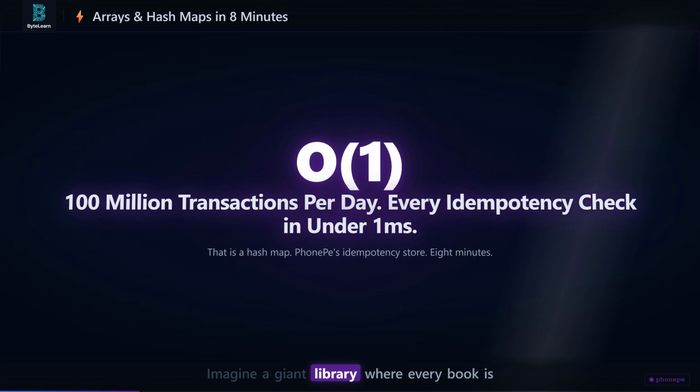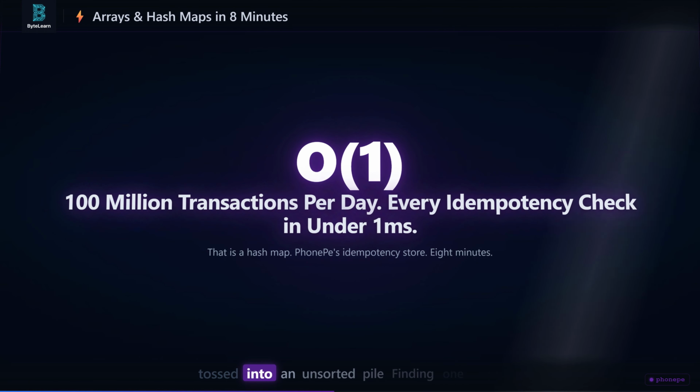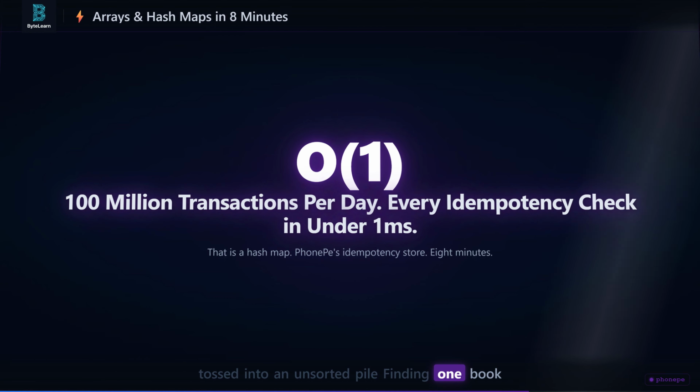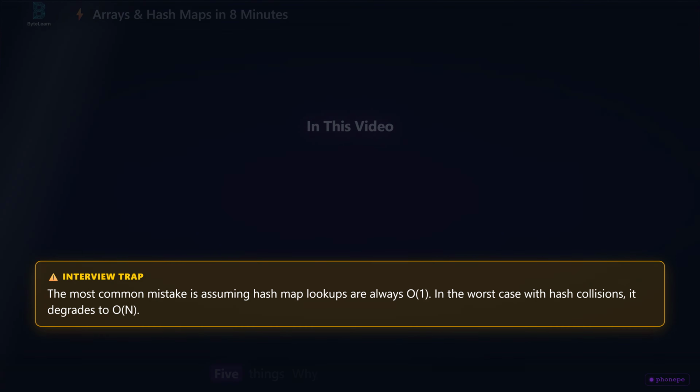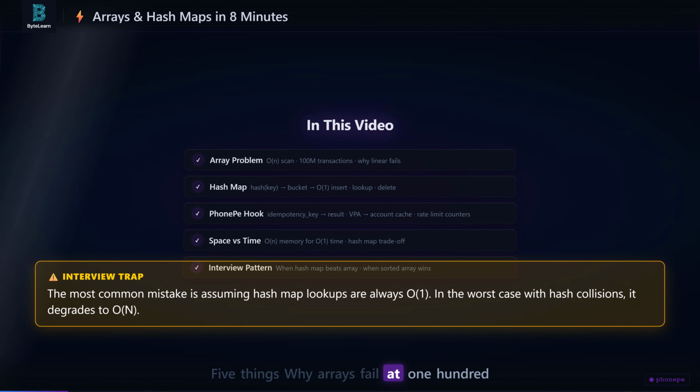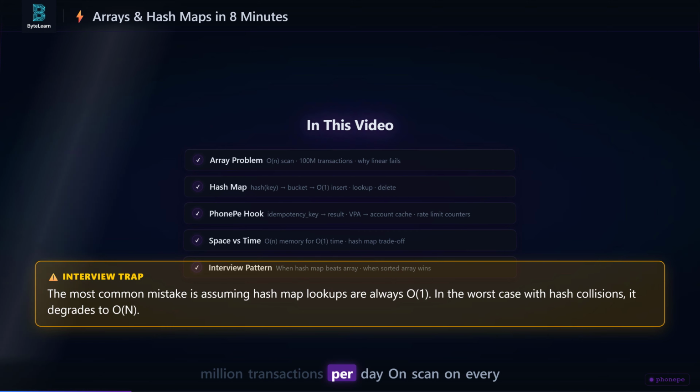Imagine a giant library where every book is tossed into an unsorted pile. Finding one book takes all day. 5 things. Why arrays fail at 100 million transactions per day.